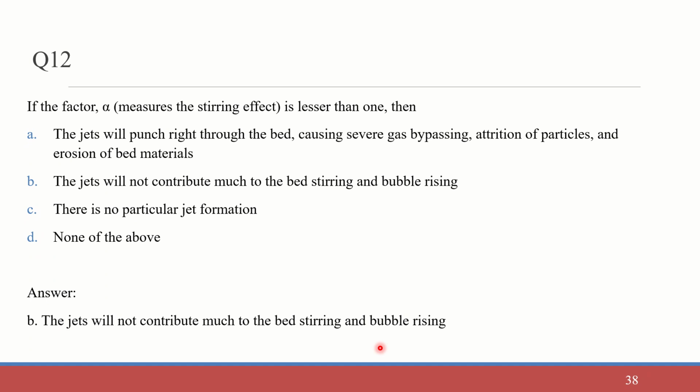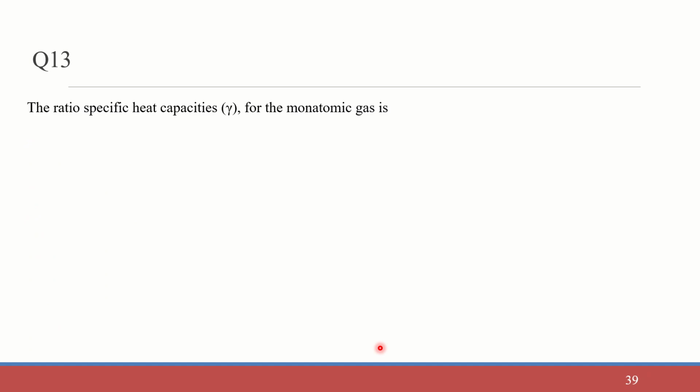So now we will see the next question. Question 13. The ratio of specific heat capacities gamma for the monoatomic gas is dash. Option A 1.33, option B 1.40, option C 1.67, option D 1.85. I think 1.4, 1.67. Okay, for monoatomic gas it is 1.67.